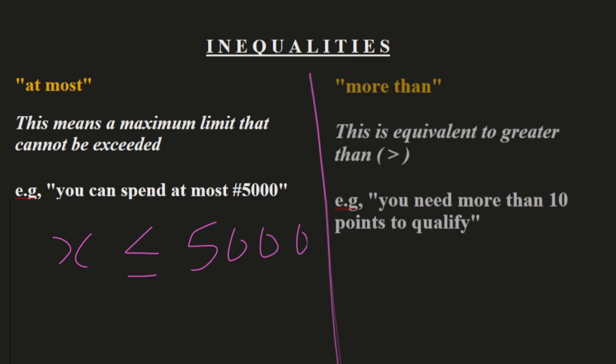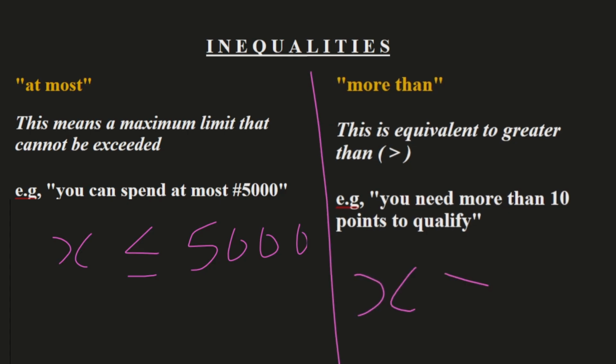Another is more than. This is equivalent to greater than. Let's say we have this example: you need more than 10 points to qualify. This means 10 is not enough, it must be above 10. So we represent it as x is greater than 10.